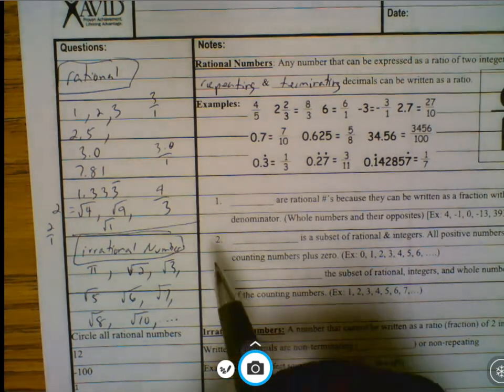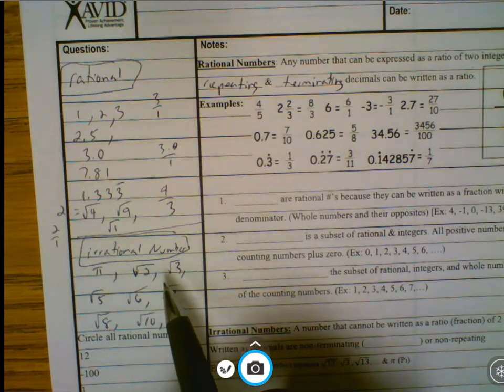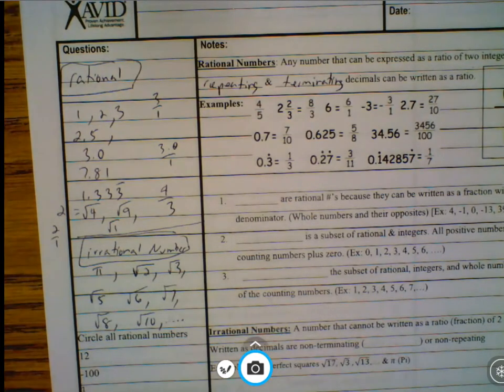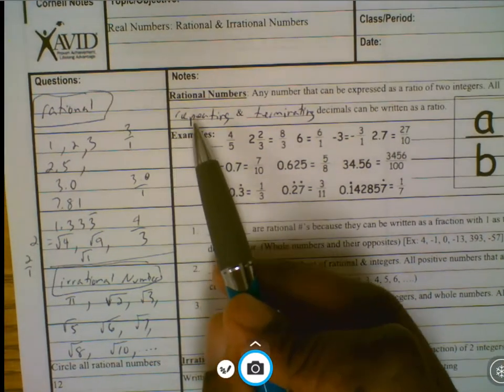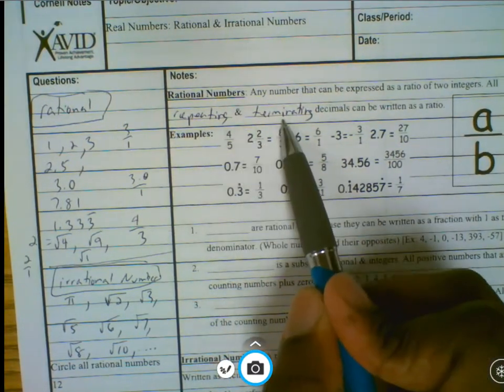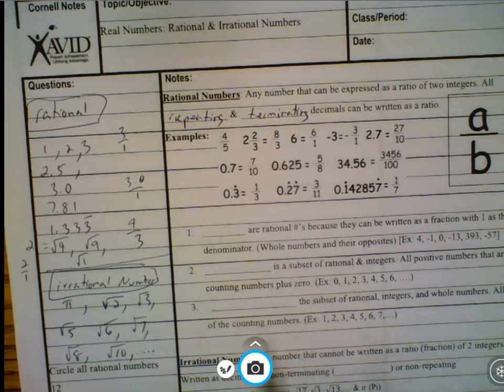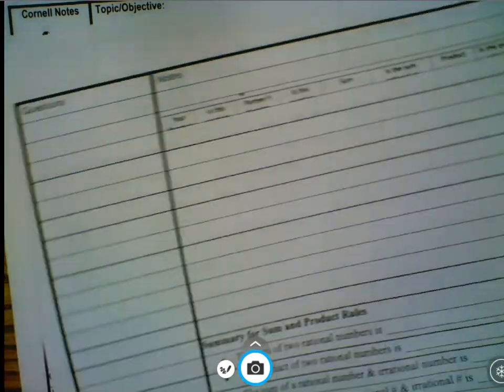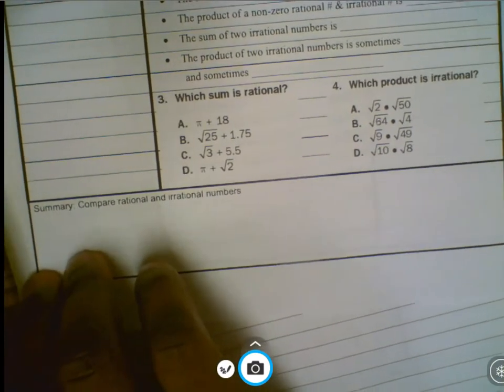Irrational numbers, again, are pi, and pretty much all the numbers where you take the square root and it's not a perfect square. That's basically what it is. So if I had to sum all that up: by definition, a rational number is a number you can write as a repeating or terminating decimal. An irrational number is a number you can't write like that. So this backside asks you to decide whether or not these sums are rational or irrational.